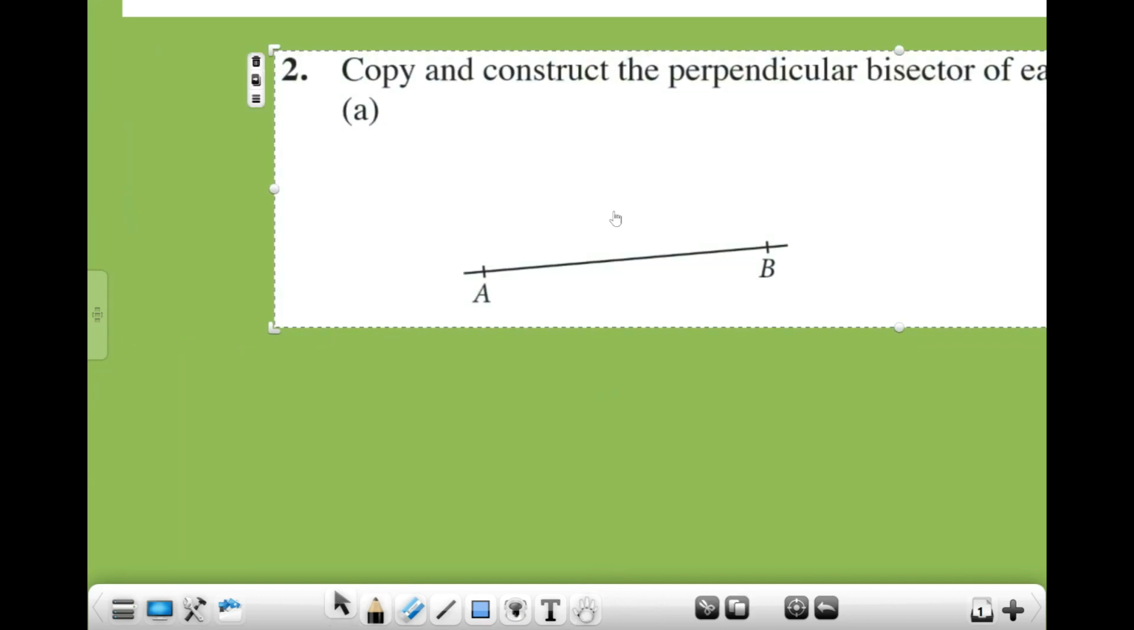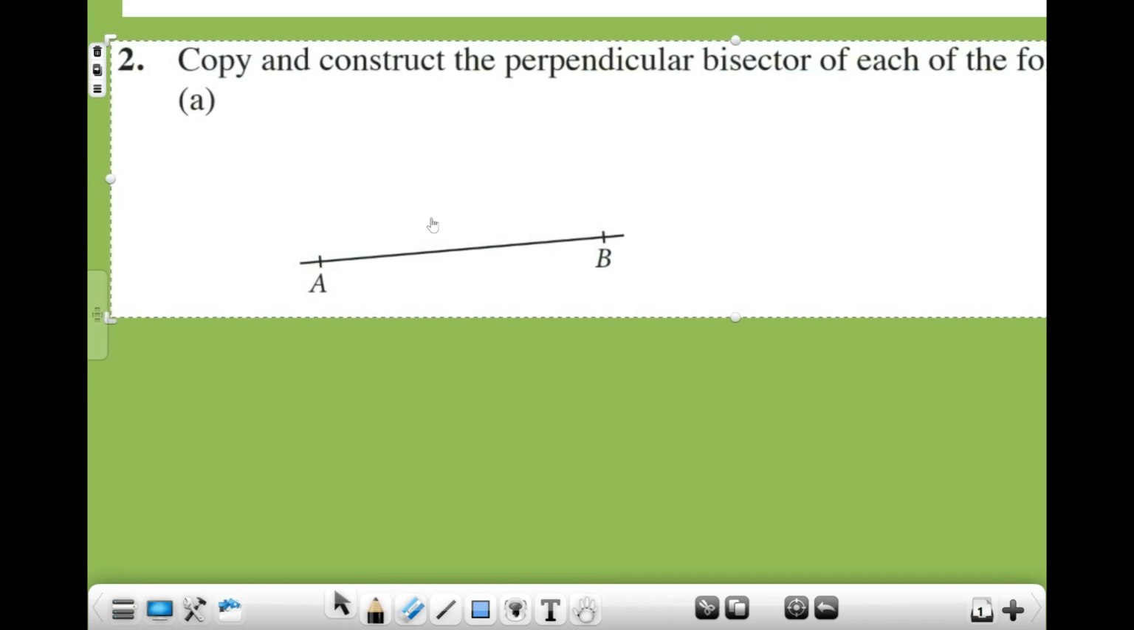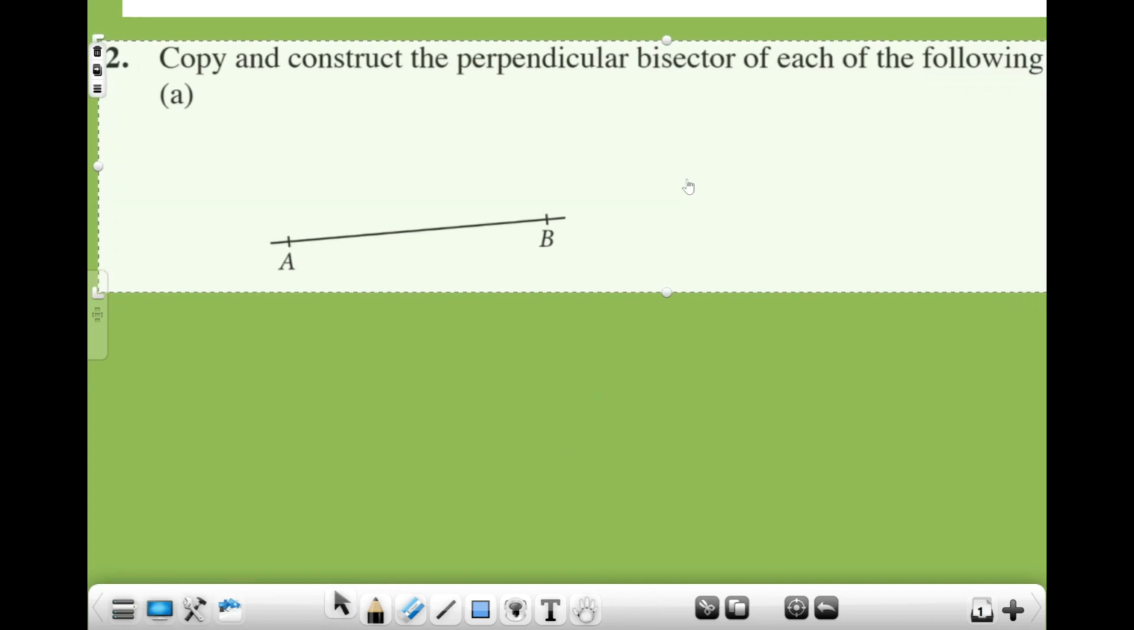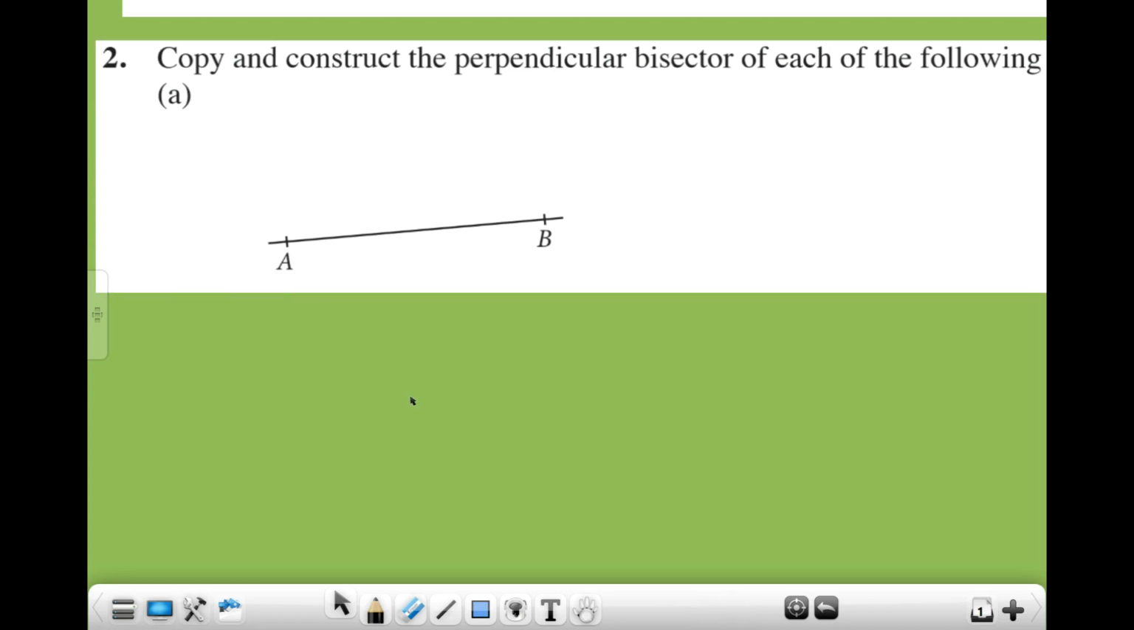Copy and construct the perpendicular bisector of each of the following. So actually, you just need to copy this line now, and then you can write down number 2, construct the perpendicular bisector. Are you done with line AB? You draw this line, slightly slanted. Tell me if you are done, then we carry on with the construction of the perpendicular line. Done, huh? Okay. So let's see how to construct the perpendicular bisector.